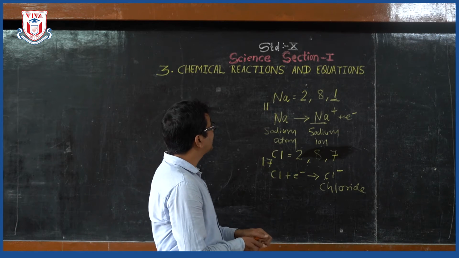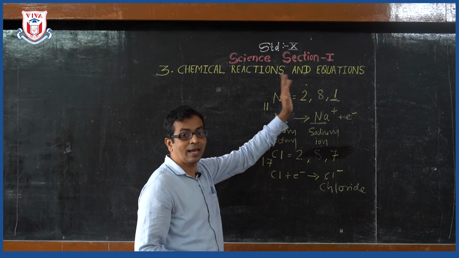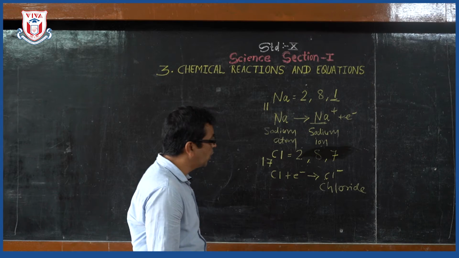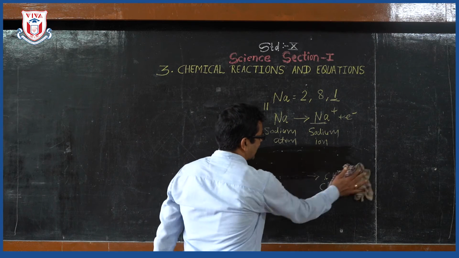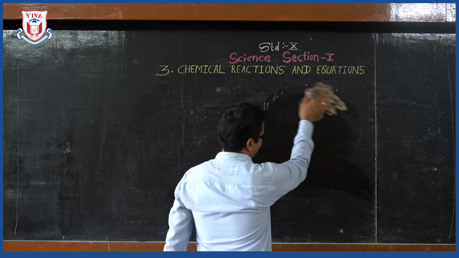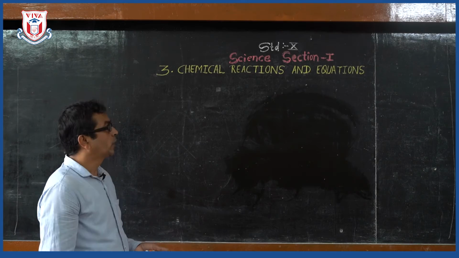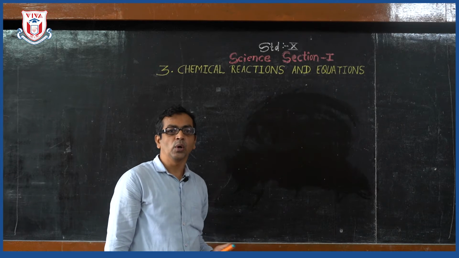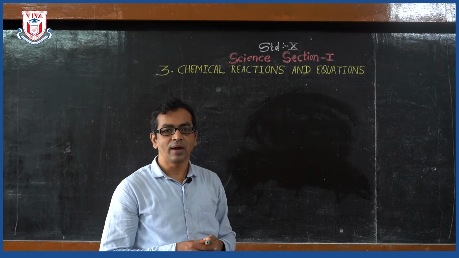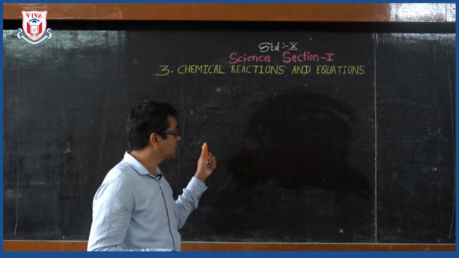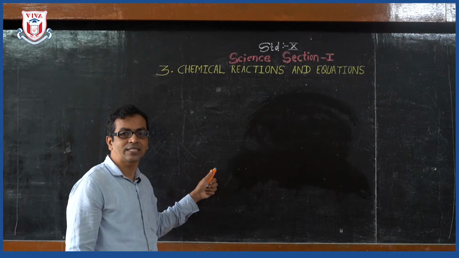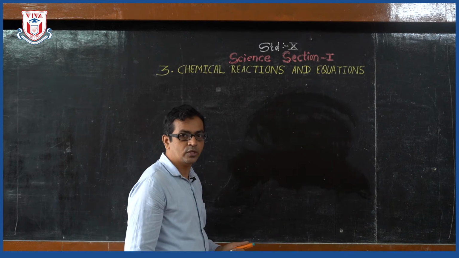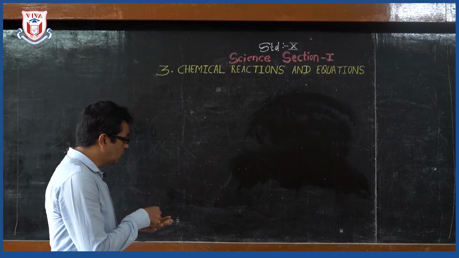To understand these chemical reactions and chemical equations, you should first know the various types of cations and anions, and the various types of ions. So today we will study the various types of ions, so it will be easy to write the chemical equations.